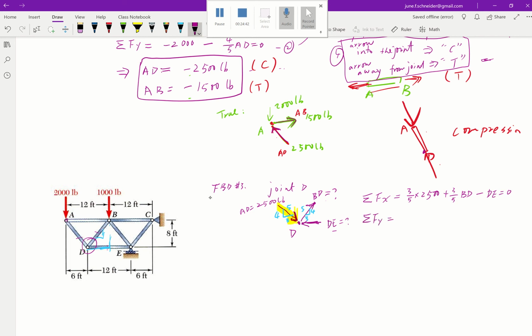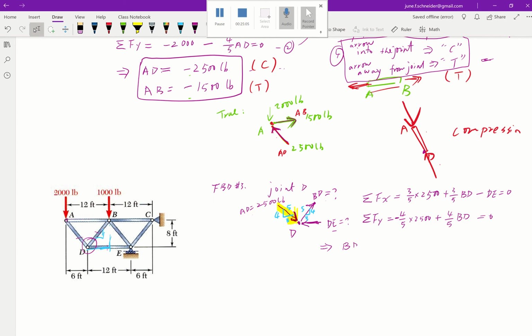Then we have forces in the y direction. AD has a y component, which is 4/5 of 2,500, and it's going downward, so it's negative. Then BD, we have 4/5 as well, and it's going up, BD, that equals 0. Those are the two equations. Then we can go ahead and solve that.